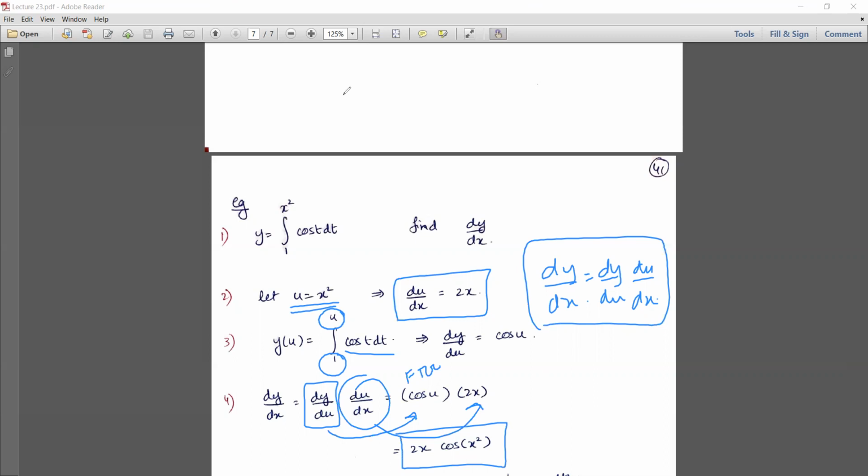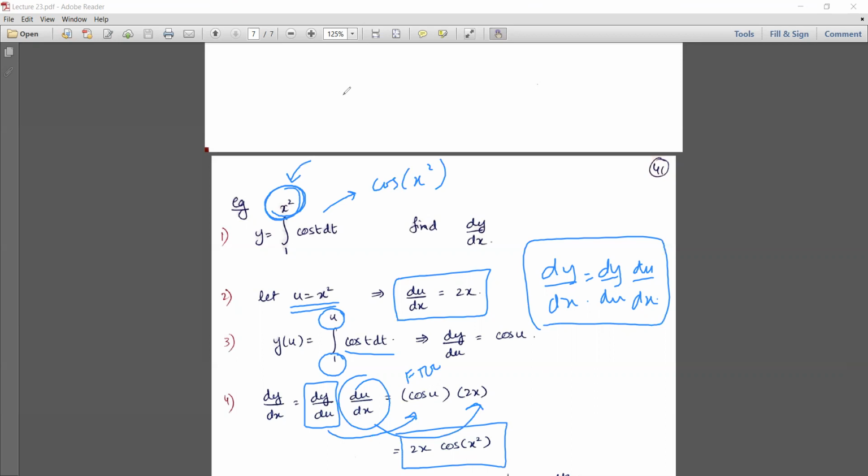So it's important to remember that if the upper limit of integration is not just x, it's a function of x, then you have to apply the chain rule. In this case, you cannot simply write cos of x squared. That would be incorrect. Yes, Amna?